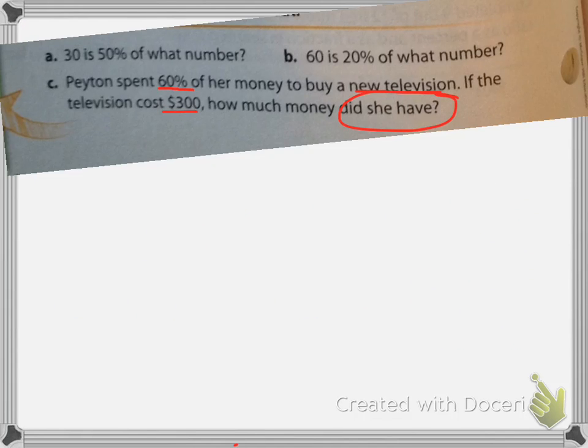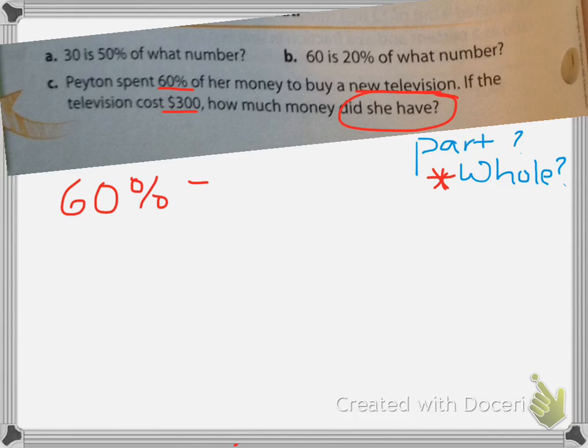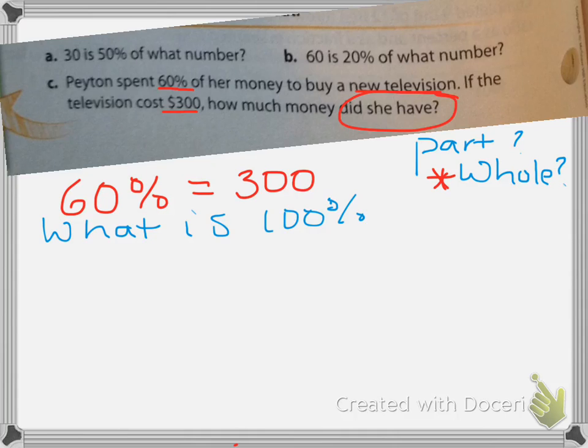For the last problem on these examples, it says Peyton spent 60% of her money to buy a new television. If the television cost $300, how much did she have? So you want to ask yourself, are they asking me for the part or the whole? They're giving you the part. They're saying that 60% of our money is equal to $300. So they're asking you for the whole. So what you're going to do is say 60% is equal to 300. You want to pull that piece of information out right away because that's what they've given you.